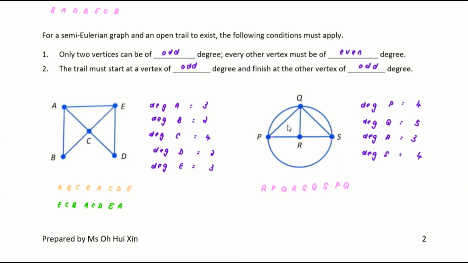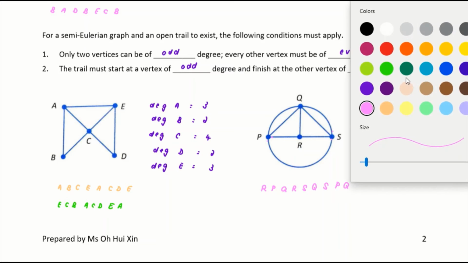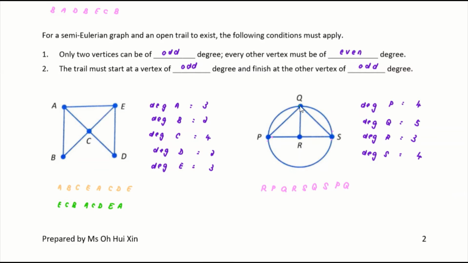Second one, if you want to try out with Q, you can do that as well. So, for example, if you want to start with Q, if you want to go outside first also can. So go to P, S, and then come back to Q. Okay, then after that, we can go to R, S, Q, P, R. So you can see that you can't go back to Q because you will repeat these edges already.